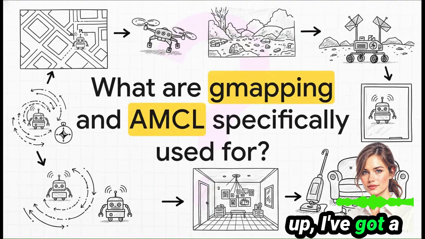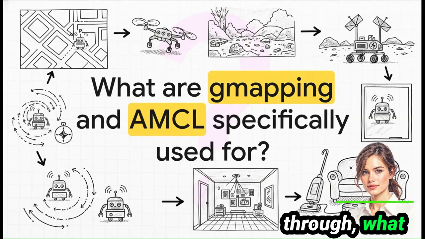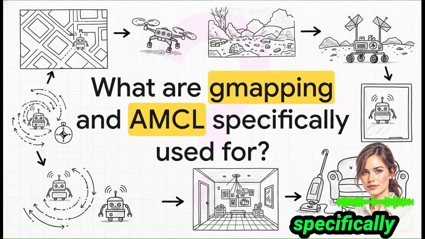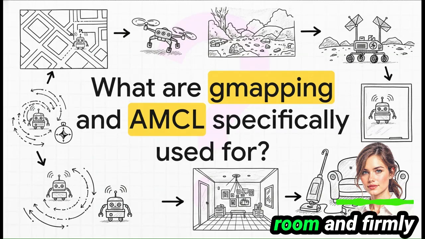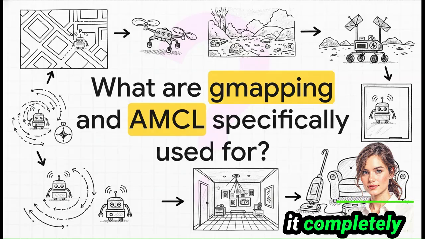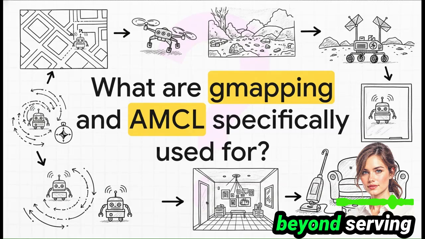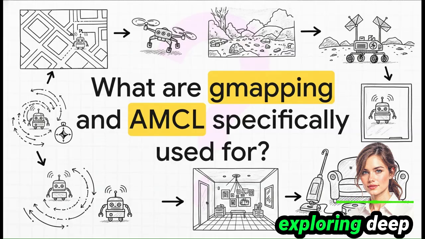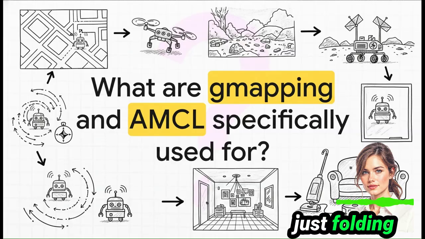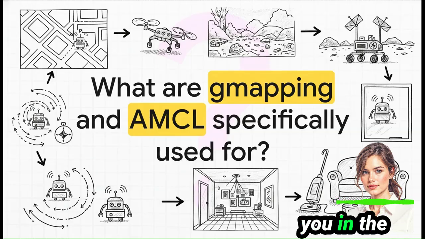Before we wrap up, I've got a quick pop quiz for you to test your memory. Based on what we just ran through, what are Gmapping and AMCL specifically used for? Think about it. Because the ability to map an unknown room and firmly localize inside it completely flips the script for robotics. If a machine can do that without us holding its hand, the applications extend way beyond serving food in virtual hotels. We're talking about navigating disaster zones, exploring deep space, or maybe just folding laundry in your living room. Keep learning, keep experimenting, and I'll catch you in the next explainer.